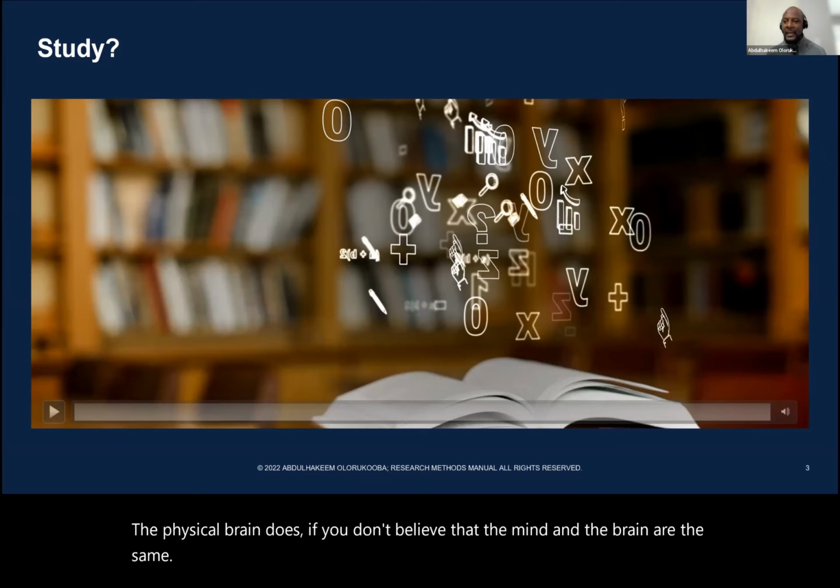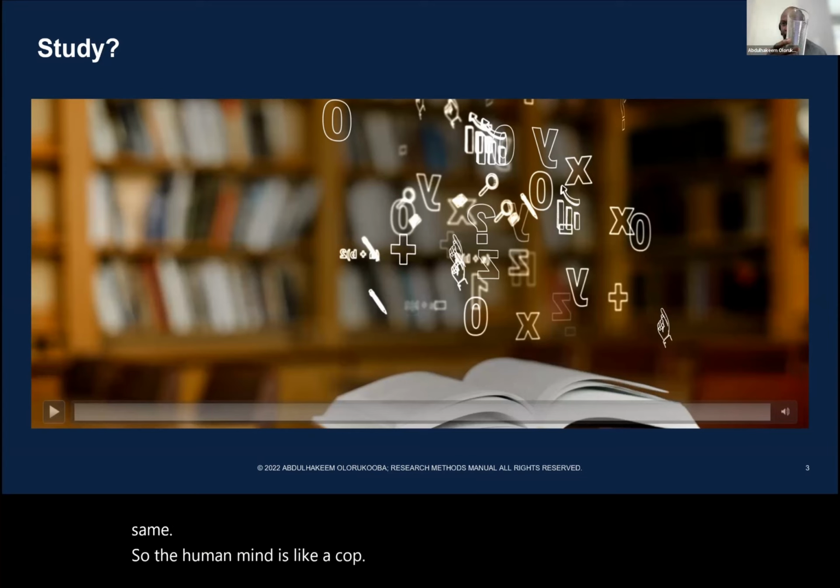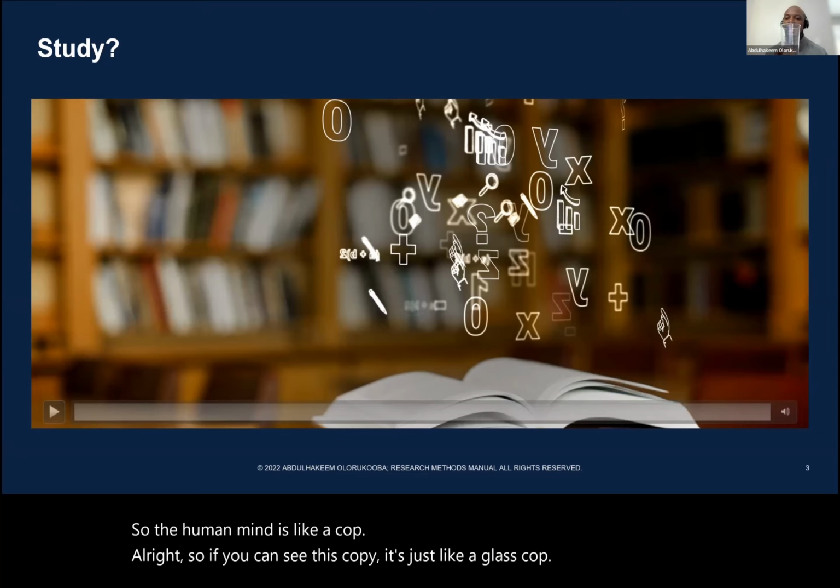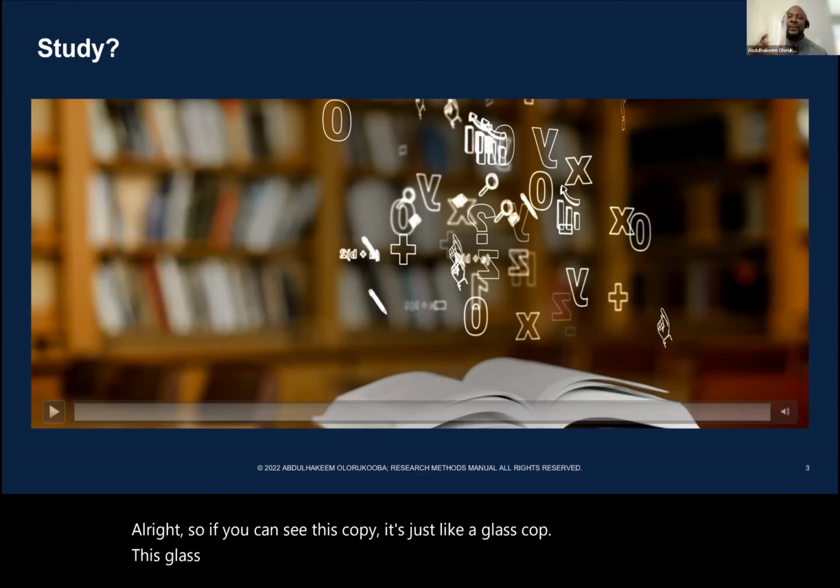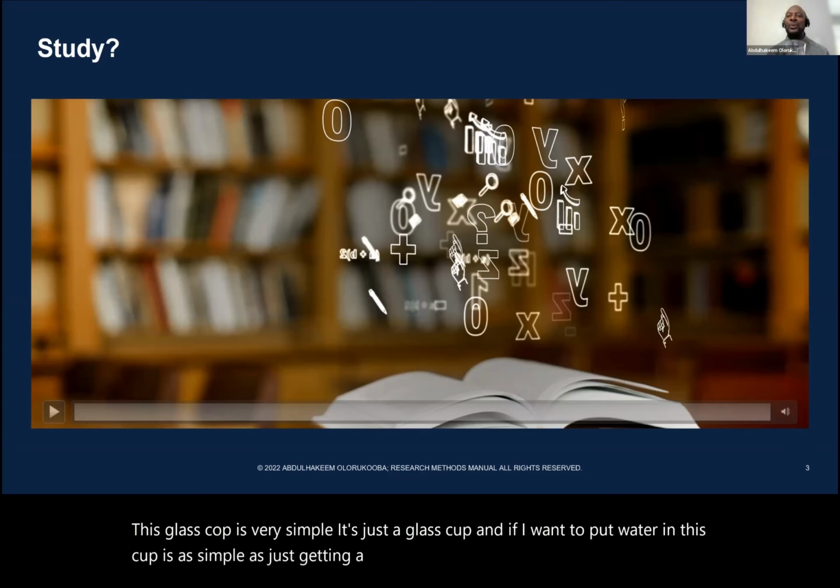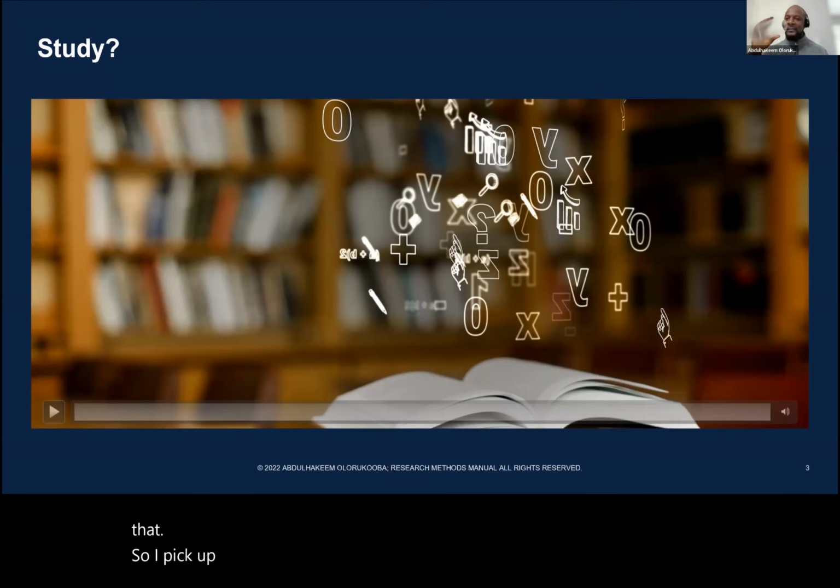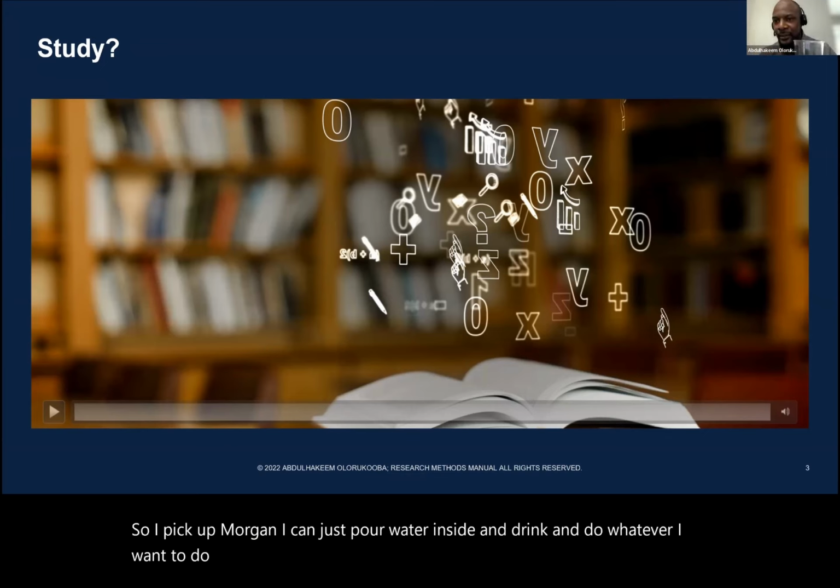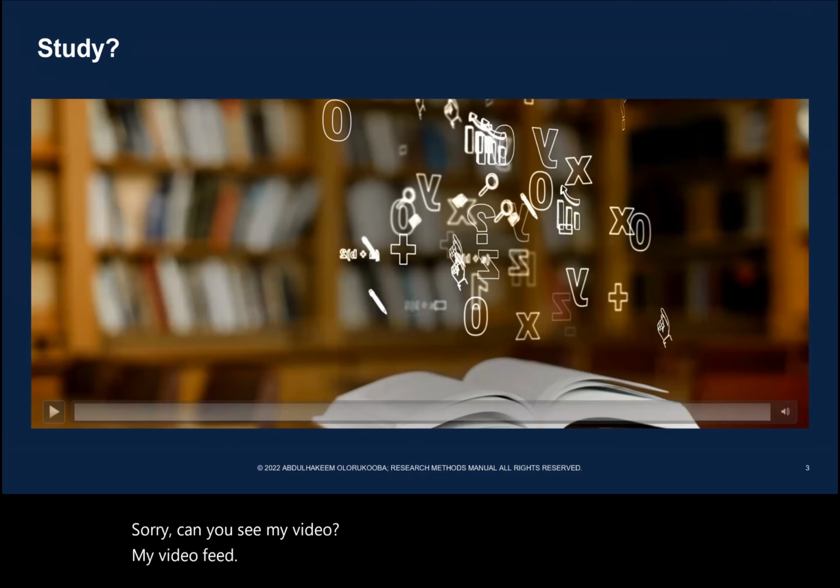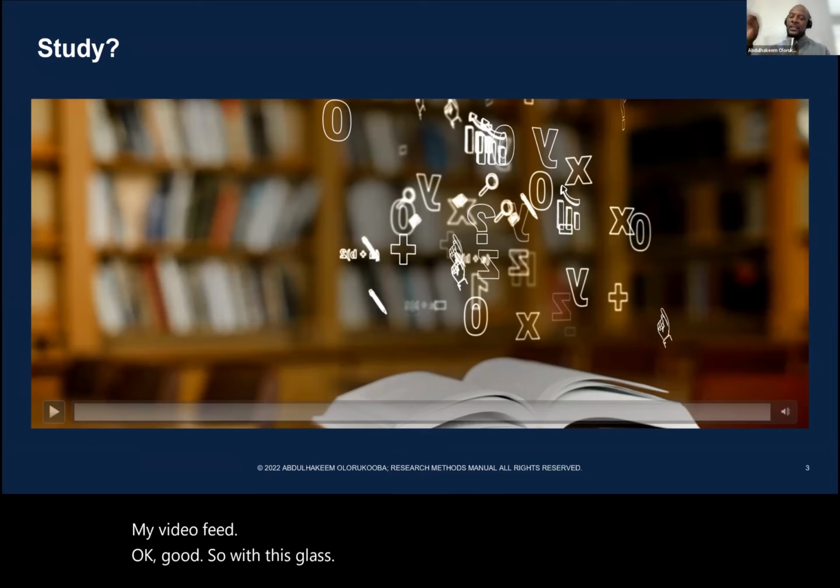So the human mind is like a cup. All right. If you can see this cup, it's just like a glass cup. And this glass cup is very simple. If I want to put water in this cup, it's as simple as just getting a jug of water and pouring it into this cup. There's nothing as simple as that. Anybody can do it. In fact, even a kid can do that. So I pick up a mug and I can just pour water inside and drink and do whatever I want to do with this glass. So with this glass, it's easy to pour water inside.